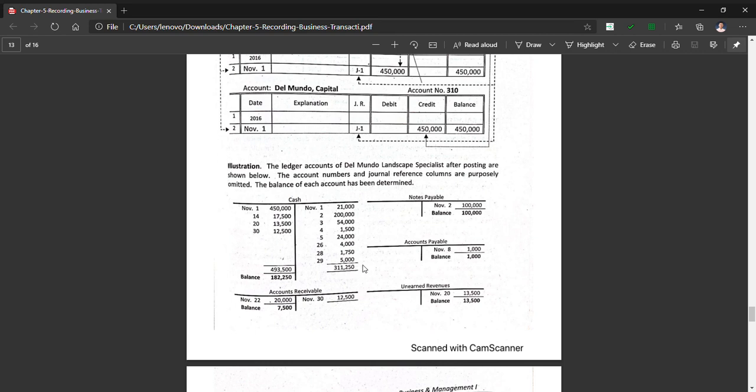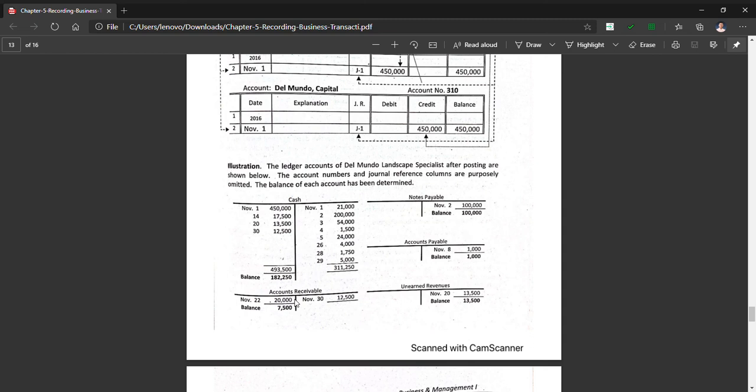Tapos, tignan nyo kung ano yung mas malaki. Diba? Mas malaki yung debit. So, you subtract the credit from the debit to get its debit balance. So, 493,500 less 311,250 is 182,250. Right? So, dahil mas malaki ang debit, cash has a debit balance. Same goes with every account title. I-transfer nyo lang from the journal to the ledger to get the balance.